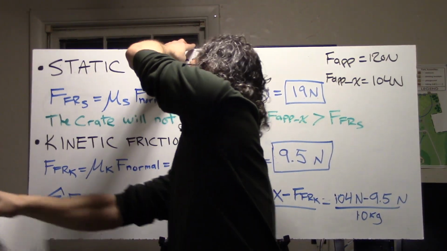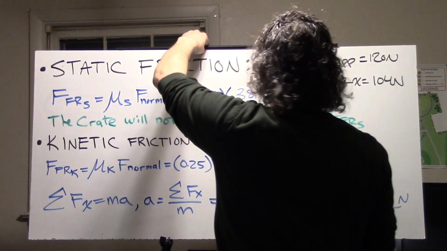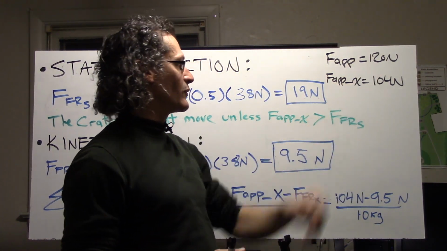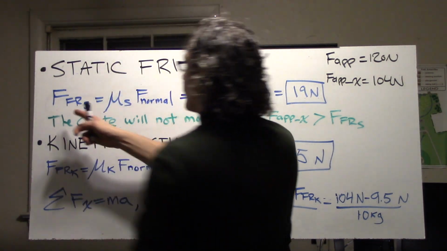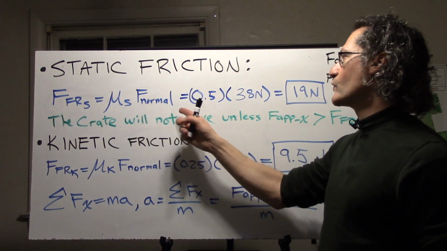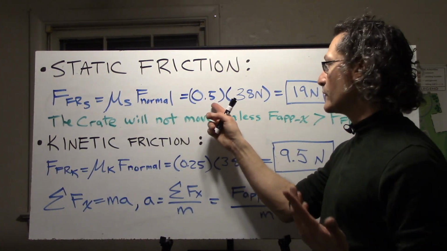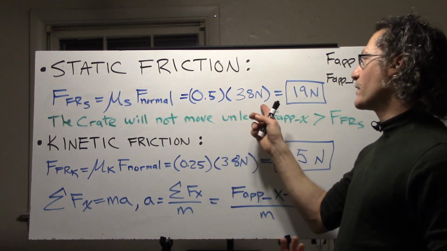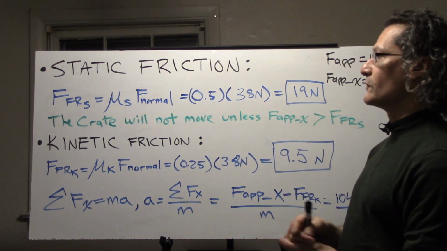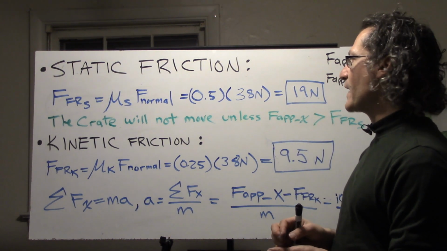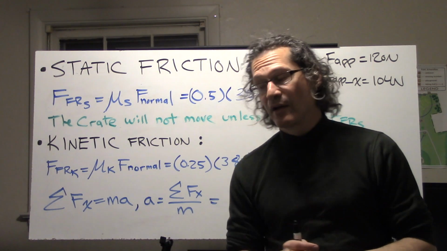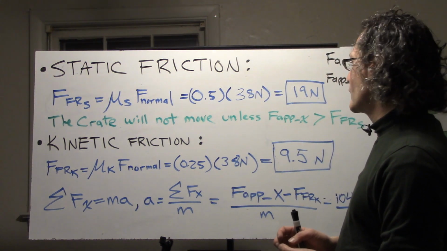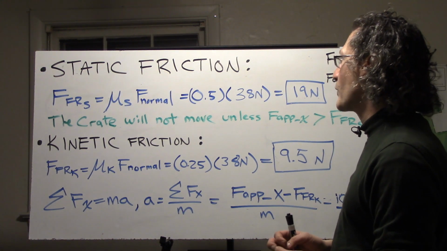All right, now our difference is that our force applied was 120 newtons. Our force applied in the x direction was 104 newtons. Force of friction static is mu static times force normal. It's 0.5. That didn't change. Mu doesn't change, but the force normal did. It was only 38 newtons, giving us 19 newtons of force of friction static. So a lot less than before, where we had a considerable amount more, 49 newtons.